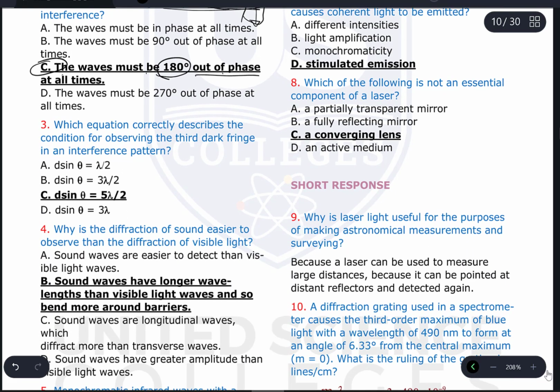Which equation correctly describes the condition for observing the third dark fringe? For the third dark fringe, m is going to be 2. The equation for a dark fringe, or destructive interference in light, is sine theta equals m plus 1 over 2 times lambda. So for the third dark fringe, m is equal to 2, 2 plus 1 over 2 lambda, it's going to be 5 over 2 lambda. So C is the answer.